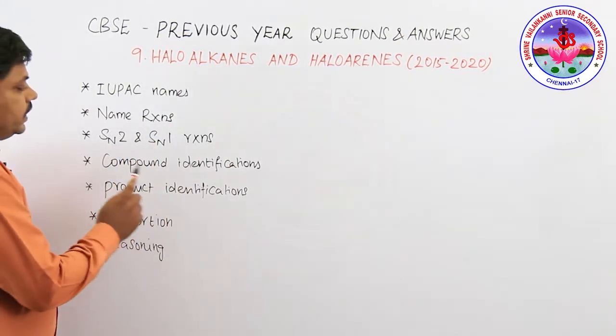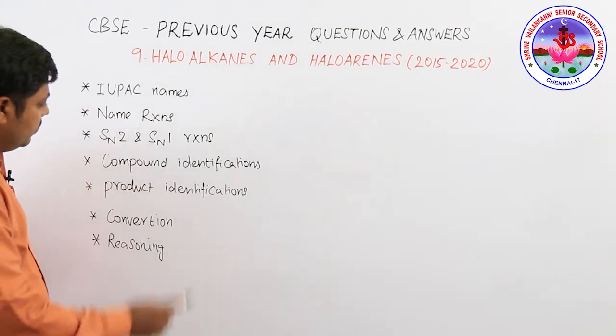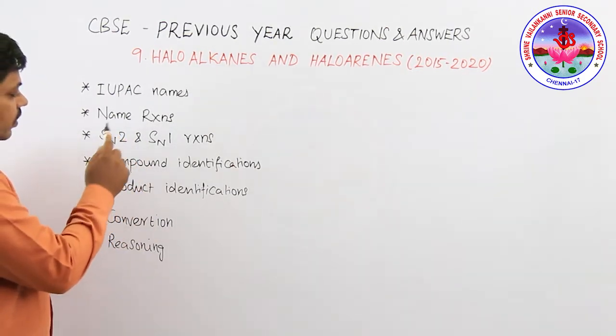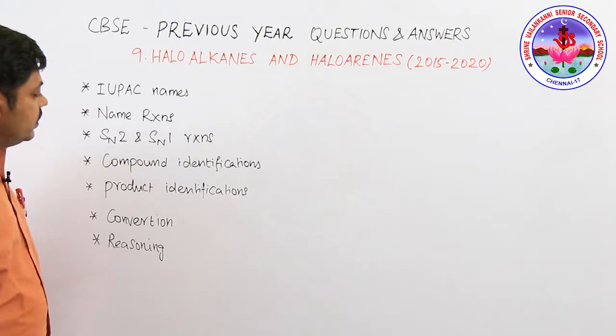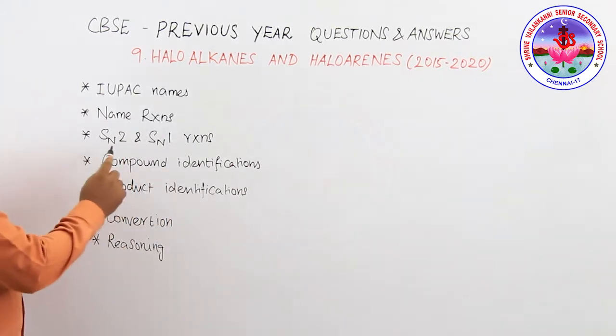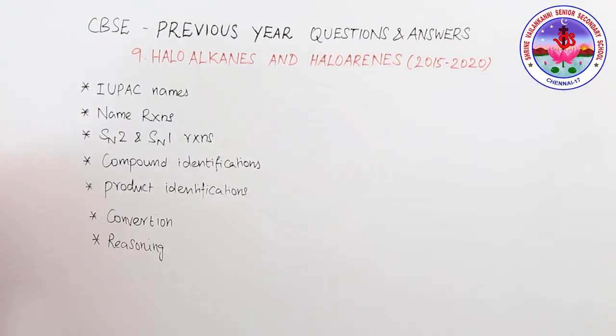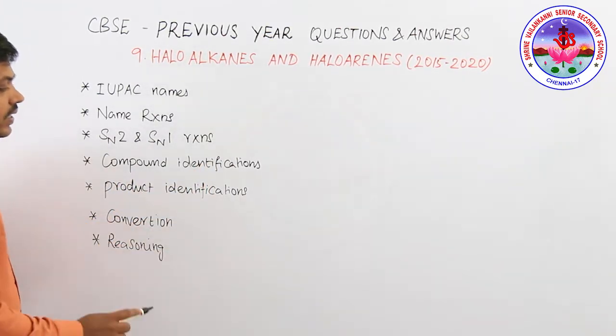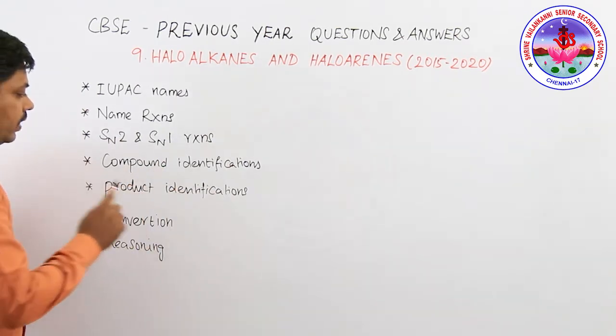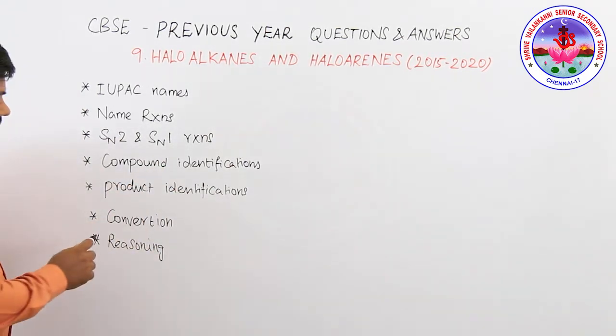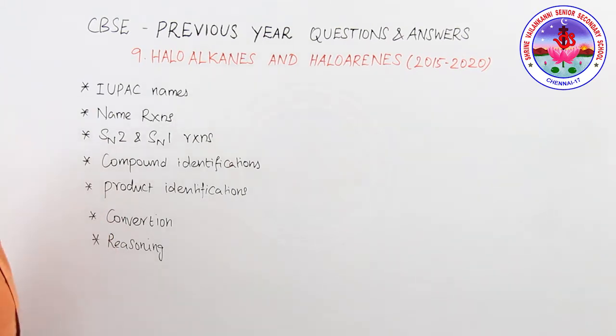Then the nucleophilic substitution reactions. One is the bimolecular reaction, another one is the unimolecular reaction, that is SN2 and SN1 reaction. After that, the compound identification types, then the product identification types of reaction. These are very important in this lesson. Then the conversions, then reasoning type questions.